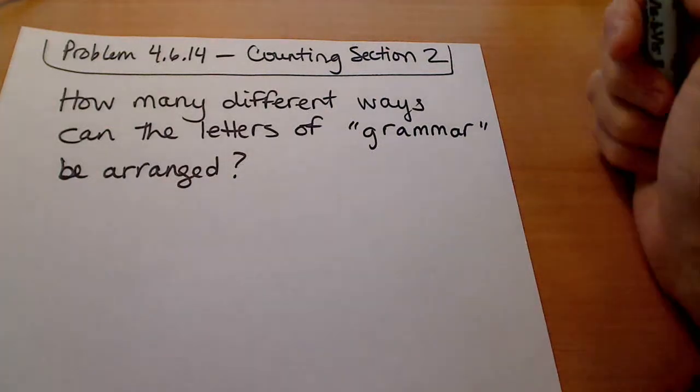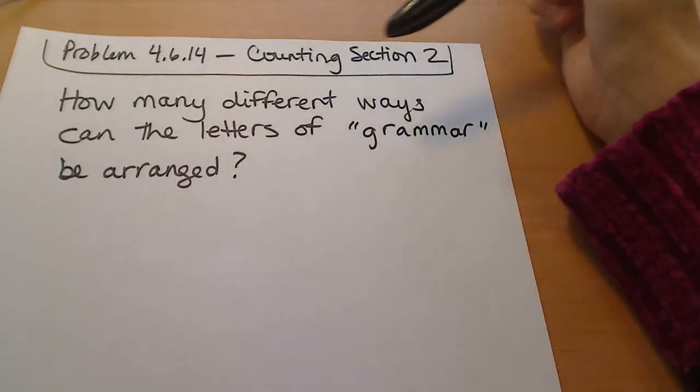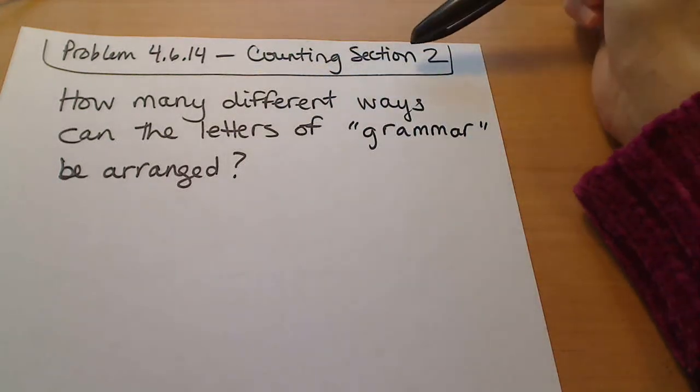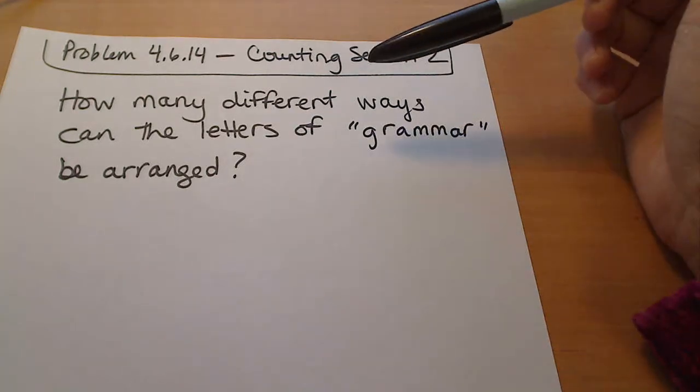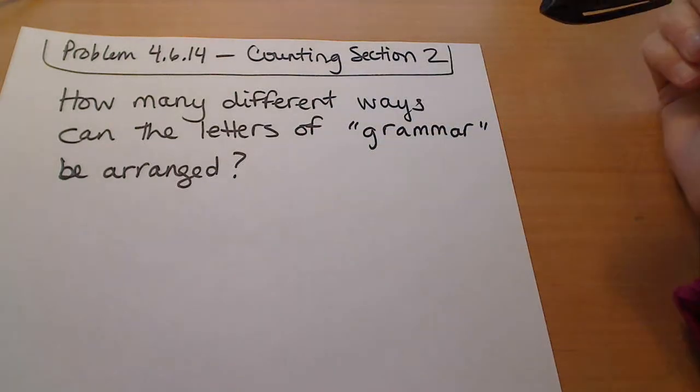Alright, so this is problem 4.6.14, which is actually from a different book because we're in the counting section. And this is counting section 2, which is dealing with permutations. And this question asks, how many different ways can the letters of the word grammar be arranged?